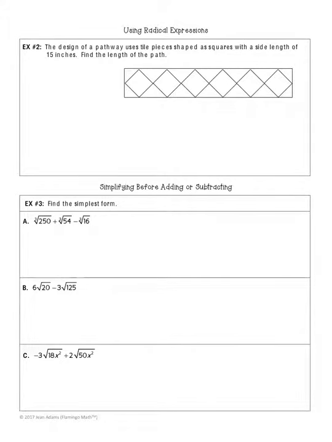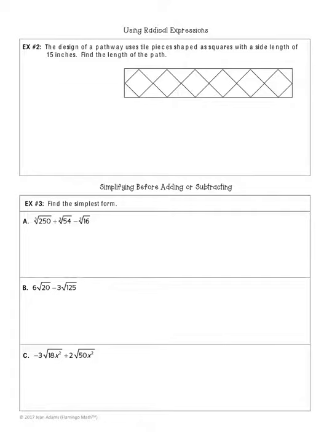All right, so for example 2, it's a little bitty word problem. At first glance, it might be a little confusing, but really think your way through it. The design of a pathway uses pieces shaped as squares with side length of 15 inches. Find the length of the path. Well, there's some important information here.